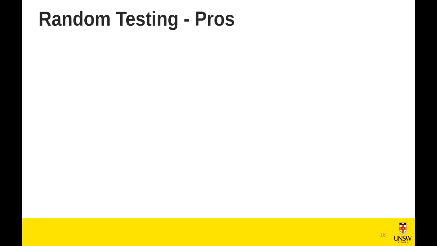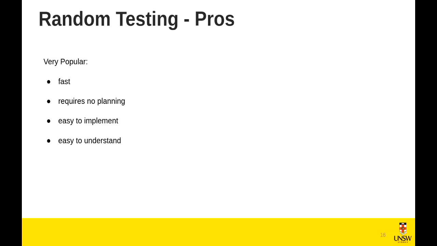The advantages of random testing are actually very obvious, right? It's a very popular technique because it's very fast, and it requires almost no planning at all, because we can just take a piece of software and randomly do something with it. And it's easy to implement, because we don't need to implement any advanced algorithms, and it's easy to understand, I hope so. We can just randomly generate anything, right?